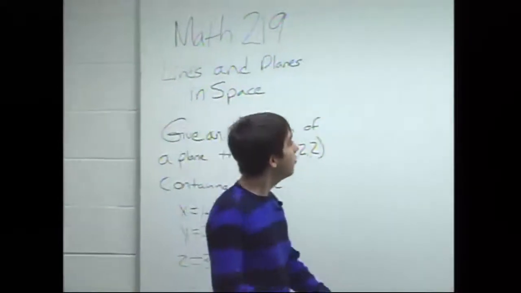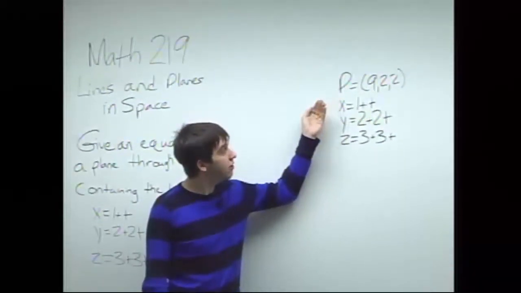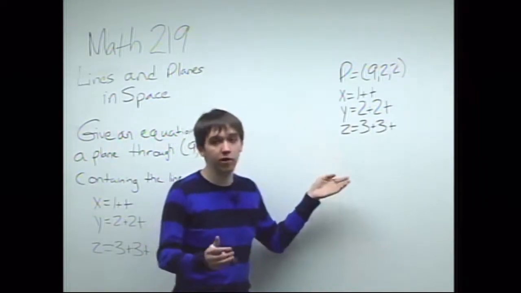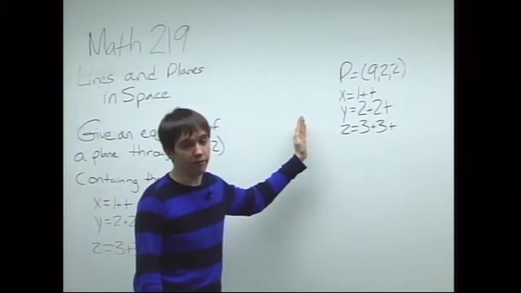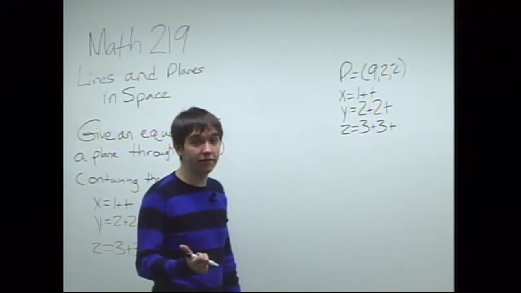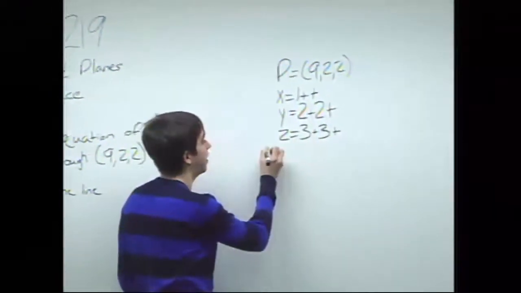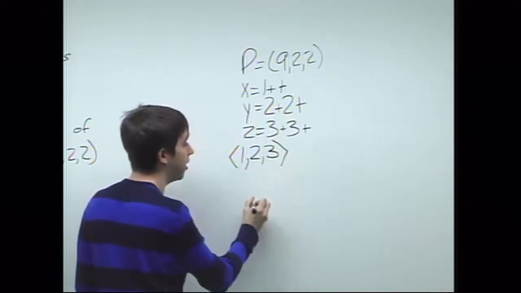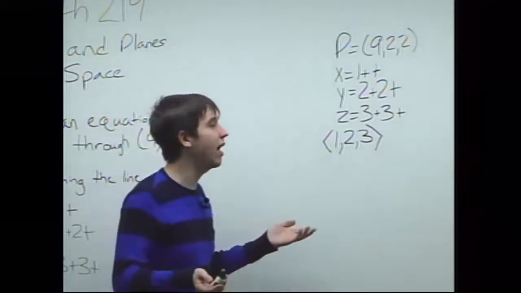All right. So I copied the important information for this problem down over here. We have a point (9, 2, 2). We have a line x = 1 + t, y = 2 + 2t, z = 3 + 3t. We want an equation for a plane containing both this point and all of the points on this line. Immediately, we know one of the vectors that lies in our plane: the direction vector of this line, (1, 2, 3). So this vector is orthogonal to the normal vector of this plane, whatever it happens to be.